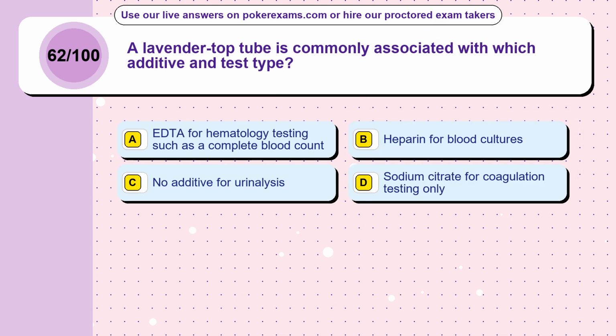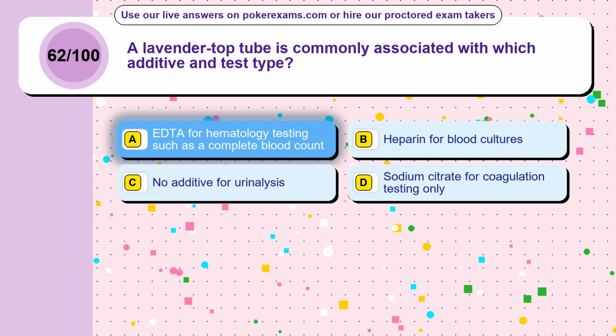Question 62. A lavender top tube is commonly associated with which additive and test type? Option A. EDTA for hematology testing such as a complete blood count. Option B. Heparin for blood cultures. Option C. No additive for urinalysis. Option D. Sodium citrate for coagulation testing only.